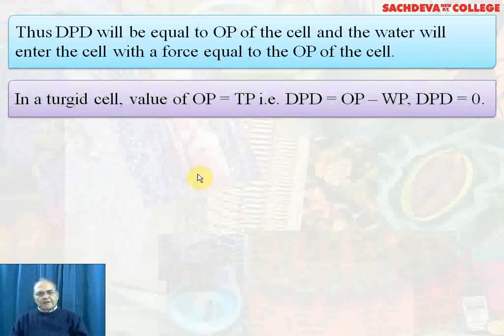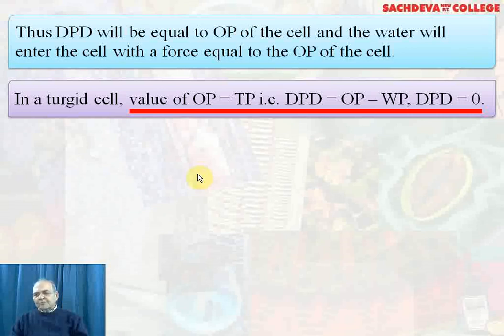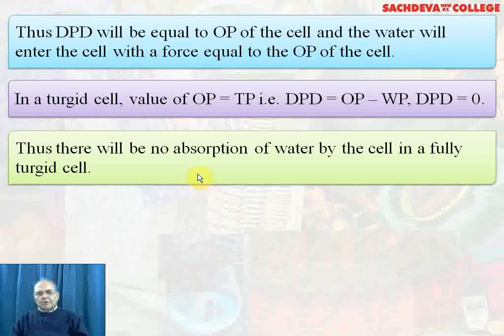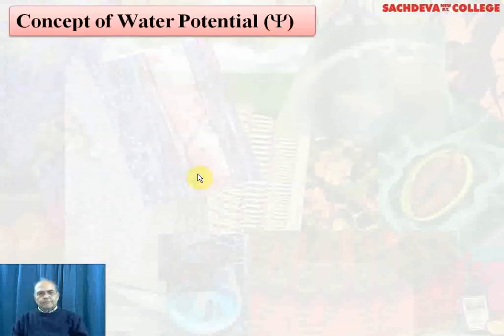In a turgid cell, the value of osmotic pressure is equal to turgor pressure, that is DPD is equal to OP minus wall pressure, and that comes to DPD equal to zero. Thus, there will be no absorption of water by the cell in a fully turgid cell.